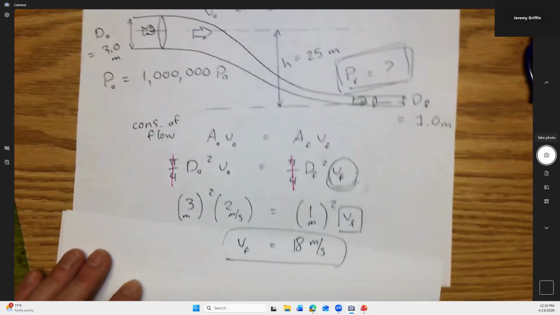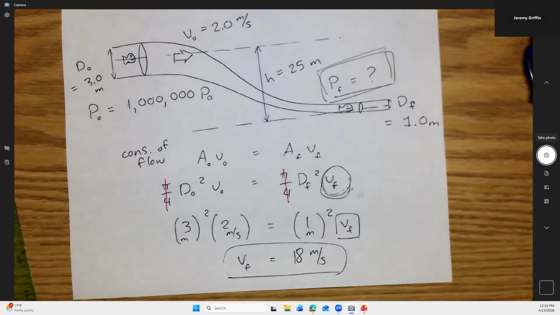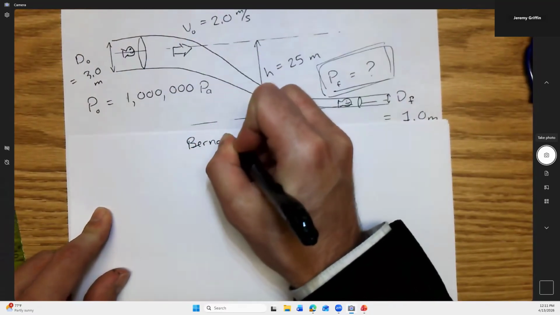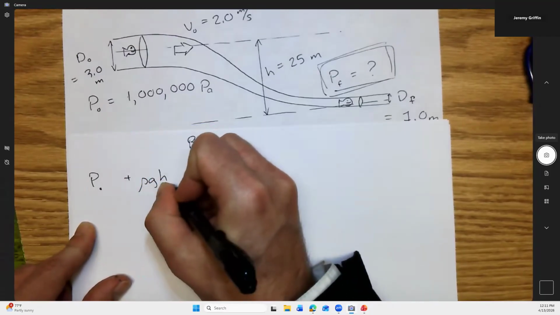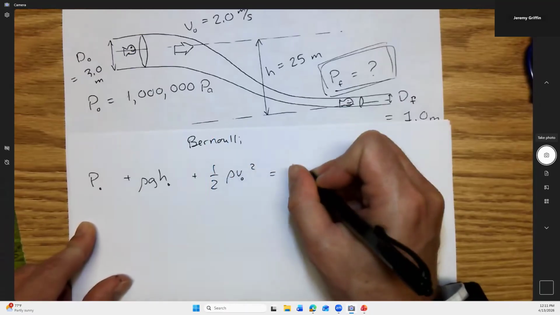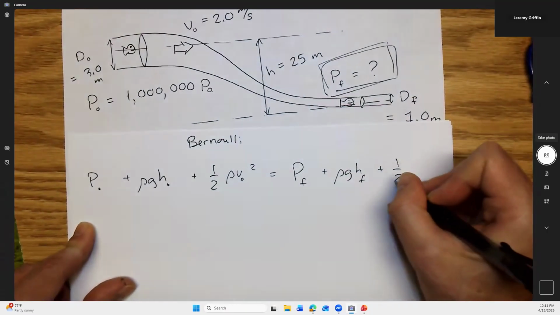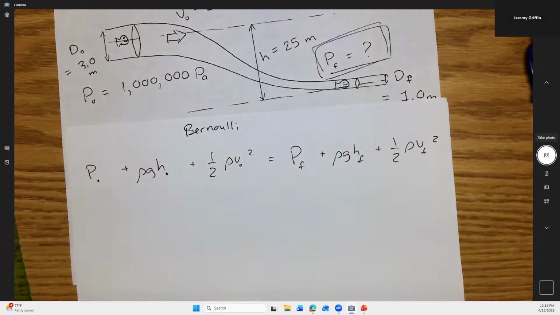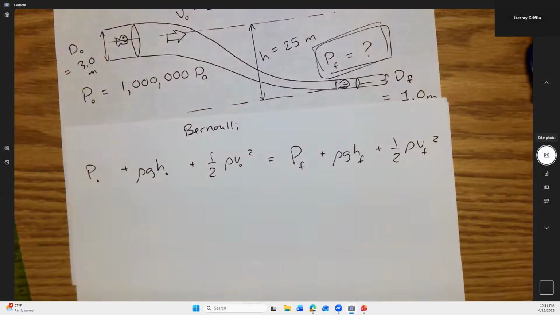So we can answer pressure. I can only fit so much on the screen here. Everybody's got that in their notes. Bernoulli: pressure initial plus rho g h initial plus 1/2 rho v initial squared equals pressure final plus rho g h final plus 1/2 rho v final squared. Straight from your equations. It's this very last one. That's all I did. I just copied that very last equation.